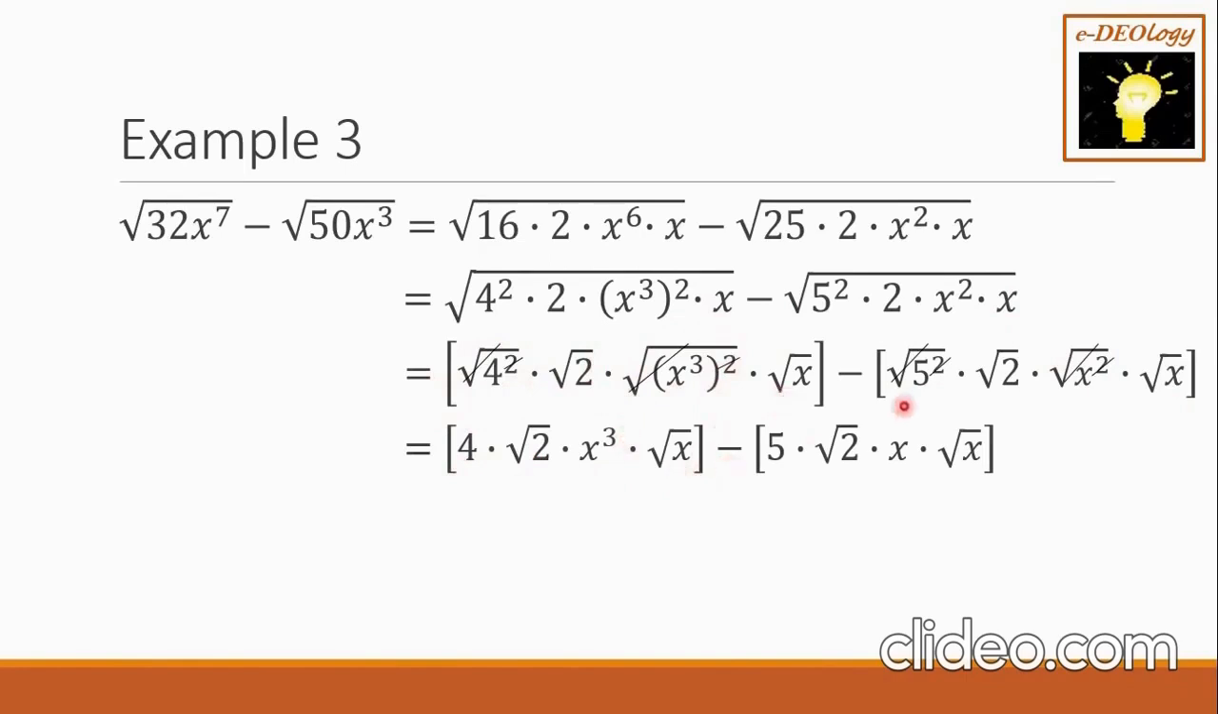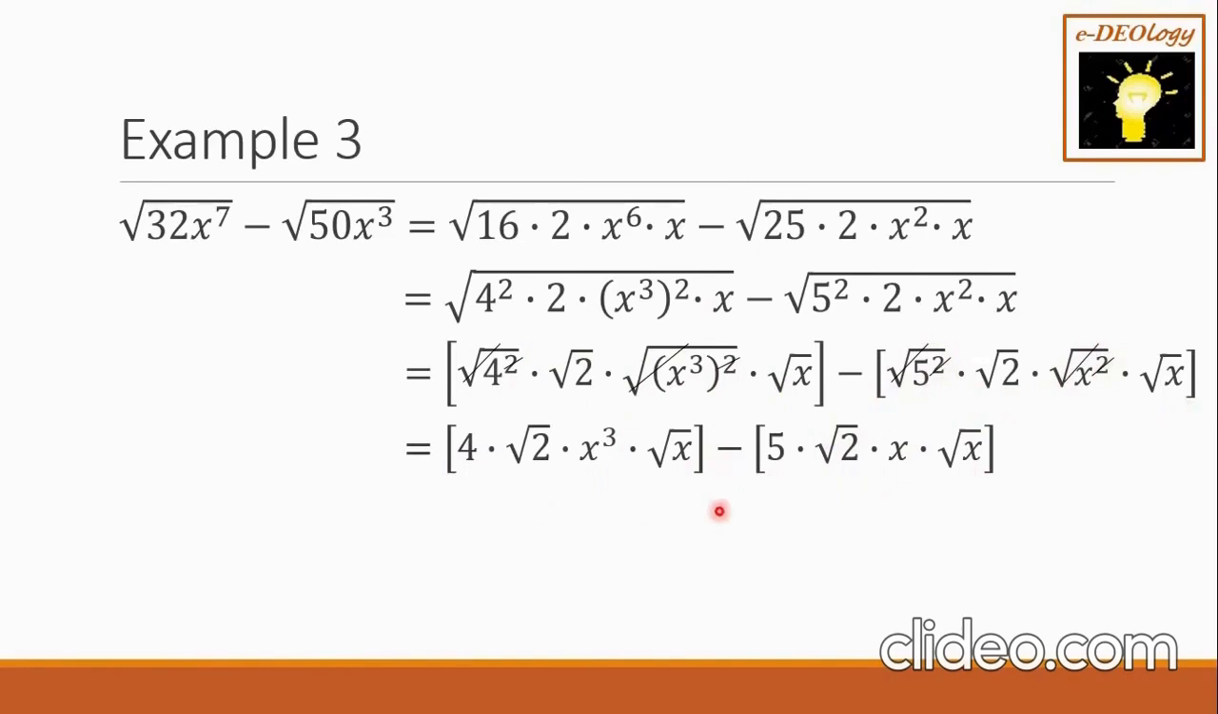Then minus, for the second group, for the first term, I'm going to cancel the radical sign with the power 2. Only the base 5 will come down. The square root of 2, we just copy down here. For this expression, I'm going to cancel the radical along with the power 2. Only the x comes down. And the square root of x, there is no change. I will copy down here.